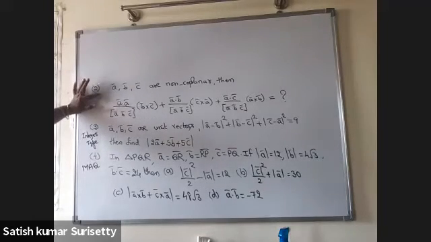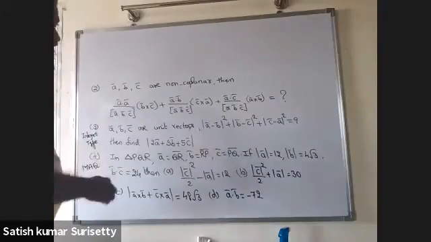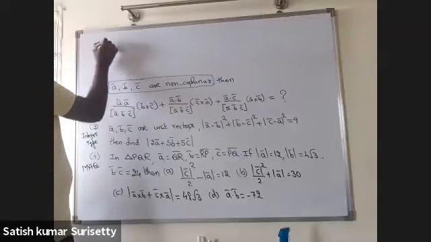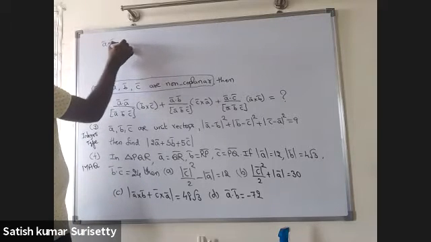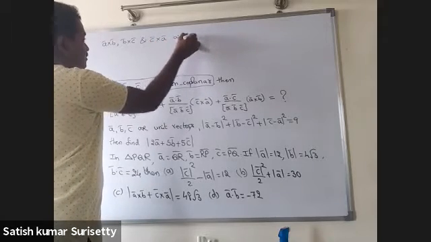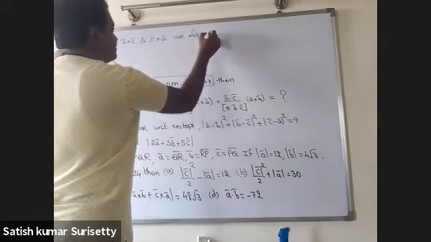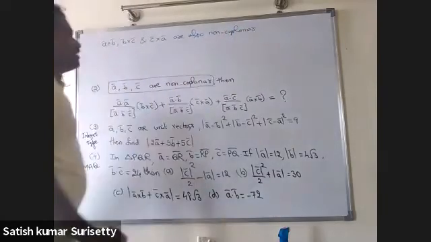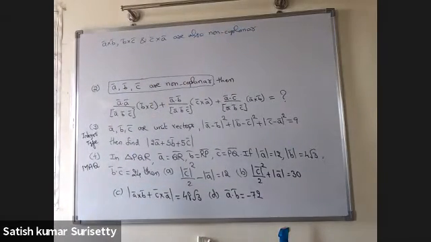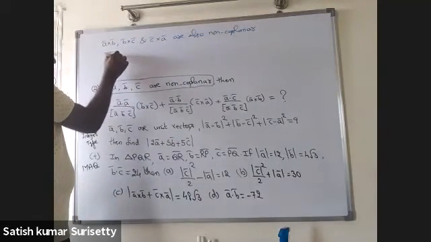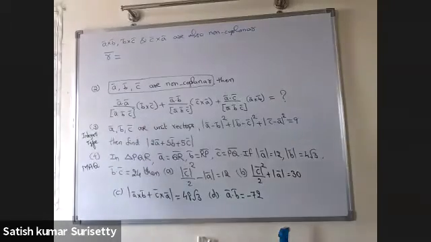So in the second problem, a bar, b bar, c bar are non-coplanar. Then you have to calculate this. Once a bar, b bar, c bar are non-coplanar, can you say a bar cross b bar, b bar cross c bar, and c bar cross a bar are also non-coplanar or not? Yes, because you are having a property. So a cross b, b cross c, c cross a are also non-coplanar. Once three vectors are non-coplanar, any vector can be expressed as a linear combination of non-coplanar vectors.